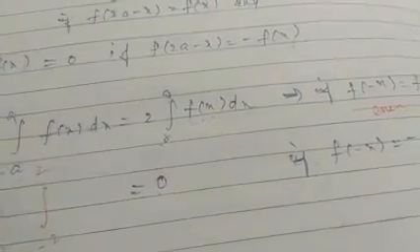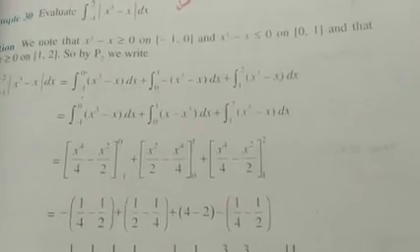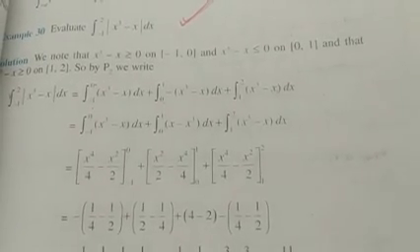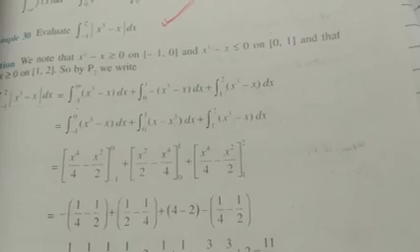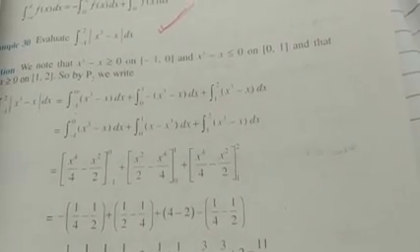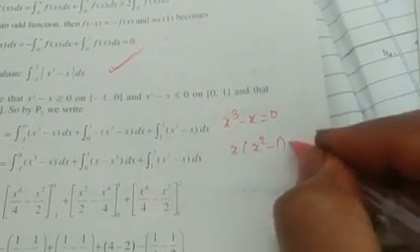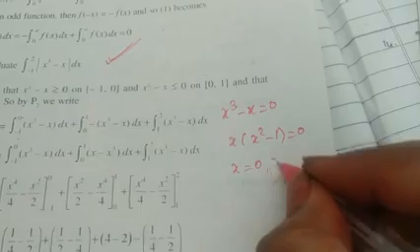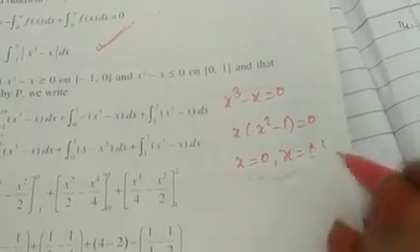Now let us go to example sums. The first question: this modulus, from minus 1 to 2, modulus of x cube minus x dx. Whenever it is a modulus, I told you to equate it to 0. Therefore, x cube minus x equal to 0; you can take x as common. Therefore, x squared minus 1 equal to 0. Therefore, either x is equal to 0 or x squared equals 1, so x may be equal to plus or minus 1.